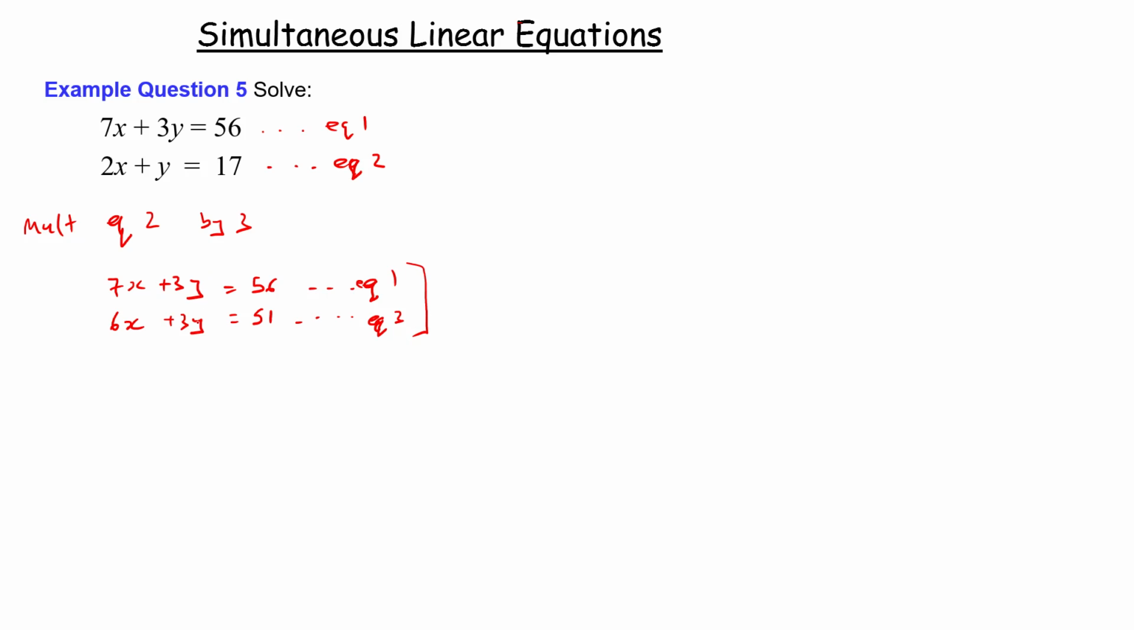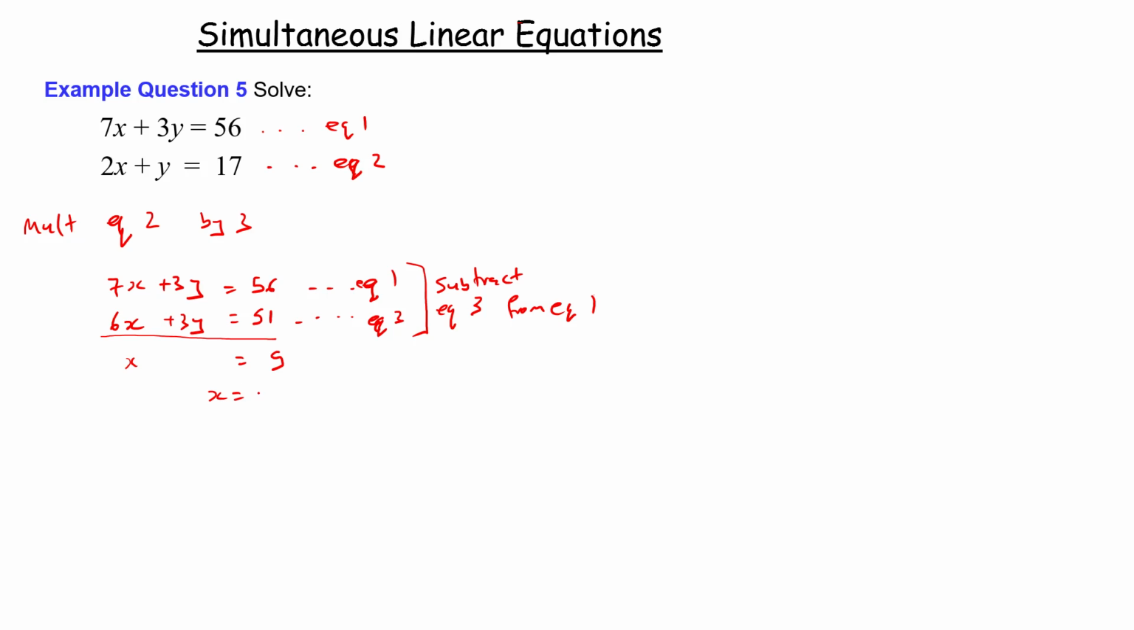Now my y's are the same, 3y and 3y. How do I get rid of them? Signs are the same, so I subtract equation 3 from equation 1. So let's do that then. 7x minus 6x gives me x. 3y minus 3y is nothing. And 56 minus 51 is 5.